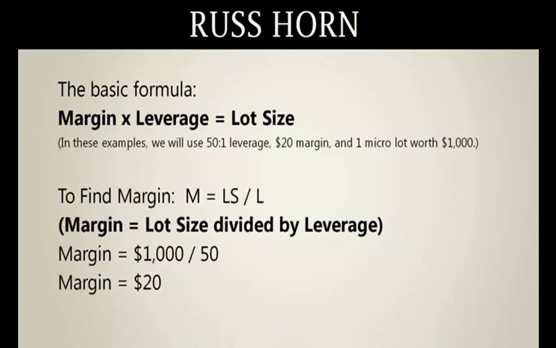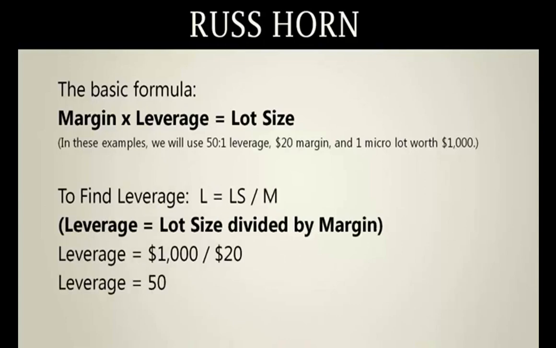In this example, we're going to find the margin. So we're going to take that basic formula, margin times leverage equals lot size, and we have to rearrange it in order to find the margin. Margin is going to equal lot size divided by leverage. So if we plug in the numbers, the margin is going to equal the lot size of $1,000 divided by the leverage of 50. 1,000 divided by 50 gives us 20. The margin we need is $20.